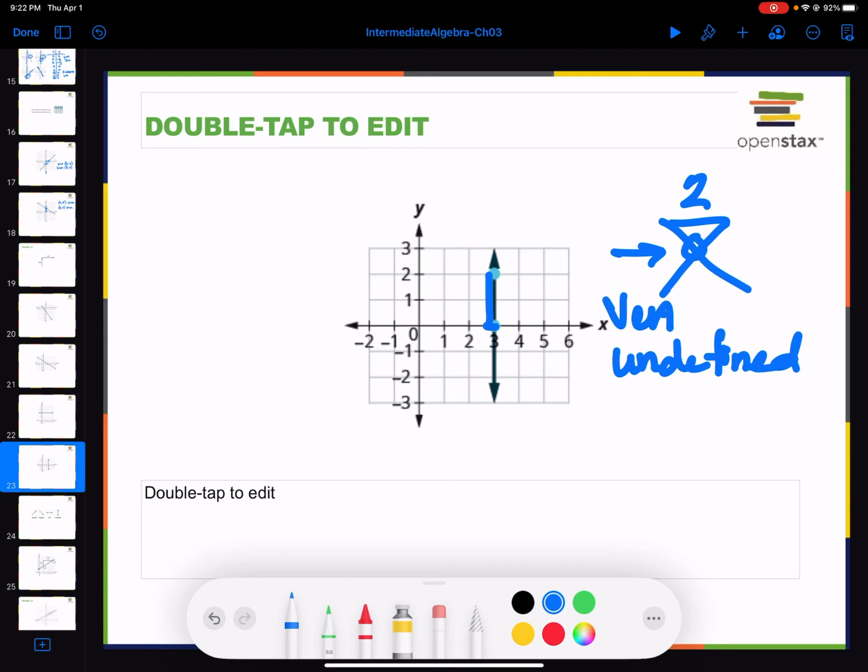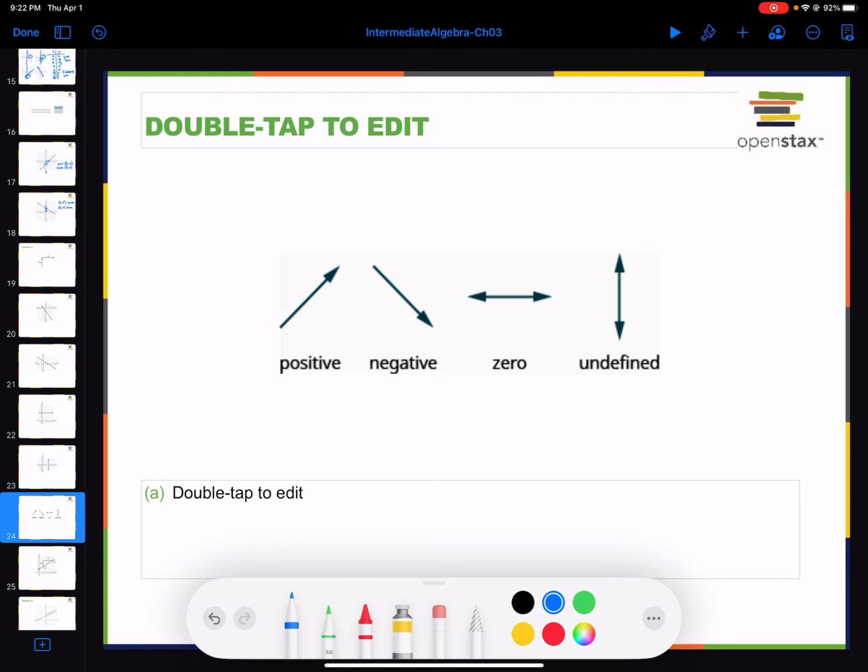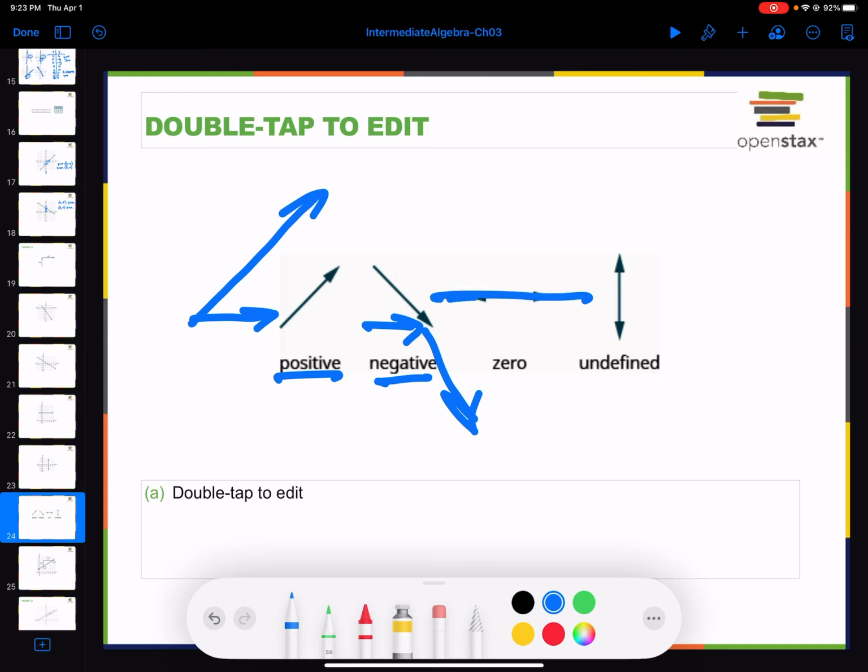So for a vertical line, the slope m is undefined. And then here's just a synopsis of the slopes that we can possibly have. We can have a positive slope. That means as you go in the positive direction on x, you're going in a positive direction on y. We can have a negative slope, which means if you're going positive x, you're going negative y values. You can have your 0 slope, which was your horizontal line, and we can have an undefined slope, which is your vertical line.